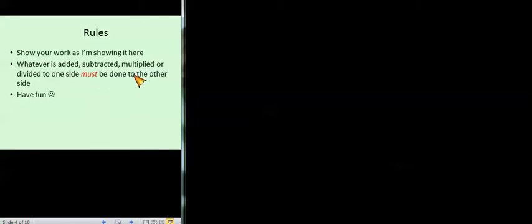Whatever is added, subtracted, multiplied, or divided to one side must be done to the other. I don't care what it is. If you do it to one side, you got to do it to the other. If you change one side by adding something or taking something away, you do it to both sides.